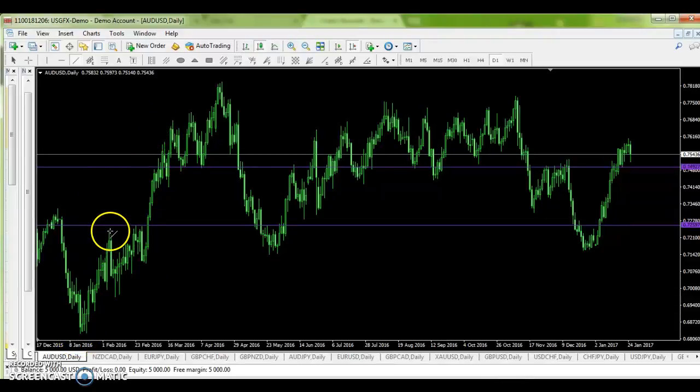Okay, after this high, the market made this low, right? Understand? After this high, it posted this low. This is the higher high, this is the high and this is the low, right?